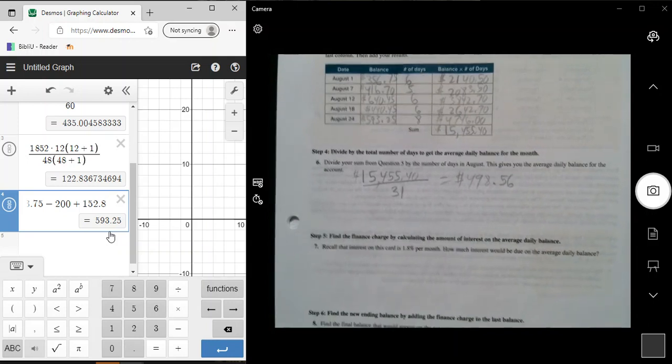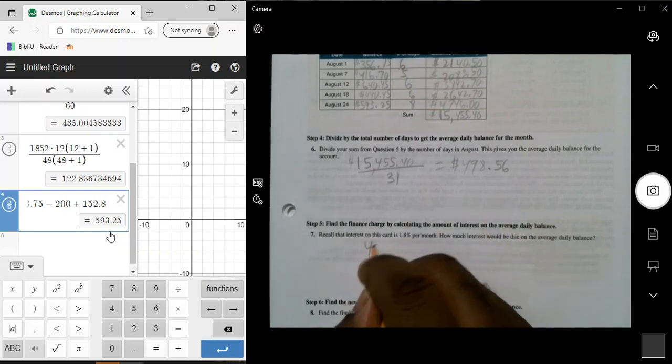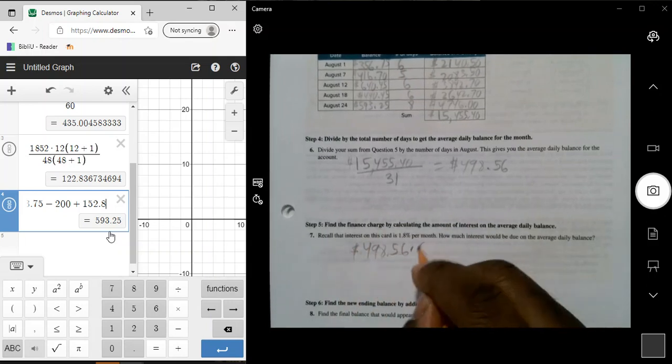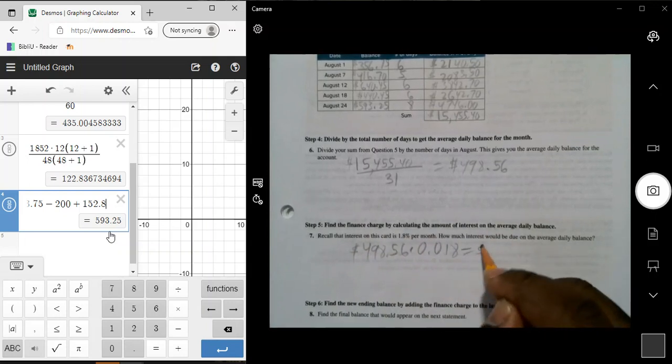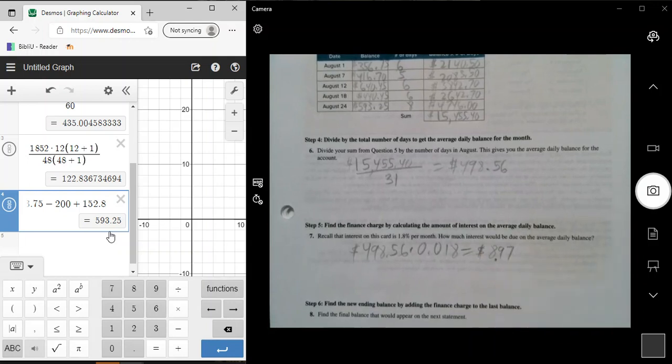Okay, now we go down here to number 7. It says find the finance charge by calculating the amount of interest on the average daily balance. It says recall that interest on this card is 1.8% per month. How much interest will be due on the average daily balance? So the average daily balance of $498.56, and we'll multiply by 0.018. And when you put this in a calculator, it'll be $8.97.